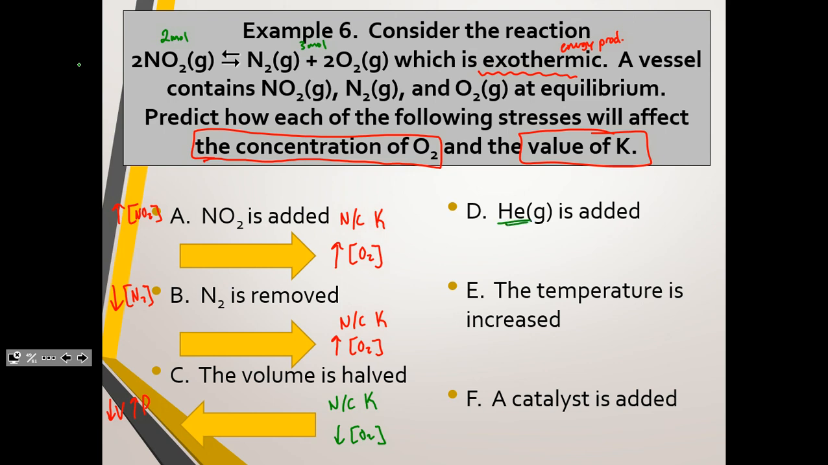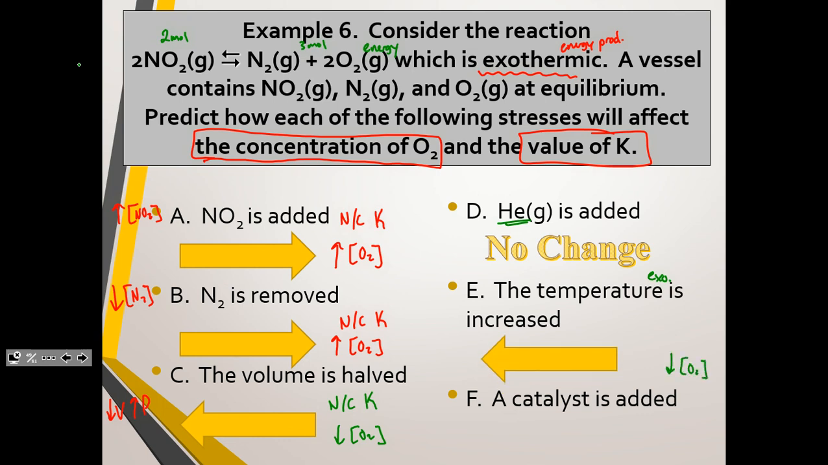D, helium is an inert gas, and right away I know that there will be no change, which means no change in O2, no change in equilibrium. E, temperature is increased. Well, remember, energy was a product because it is an exothermic reaction. So if I increase the temperature, I'm adding product, which will force equilibrium to the left. This would decrease the concentration of O2.